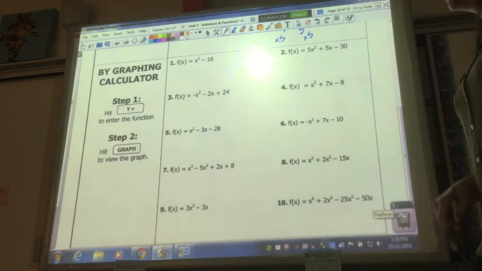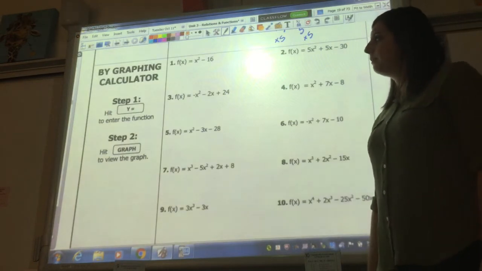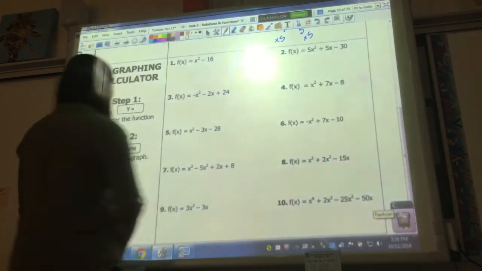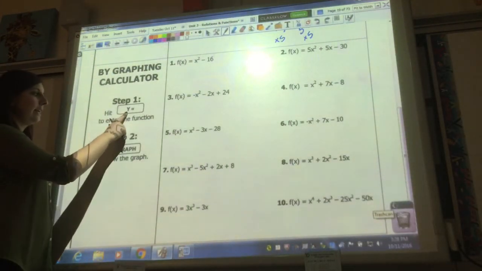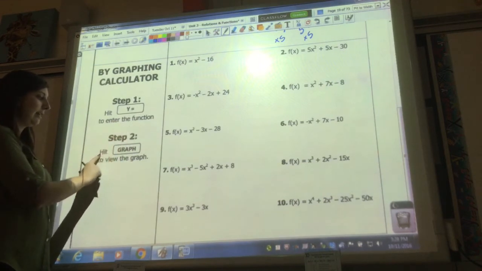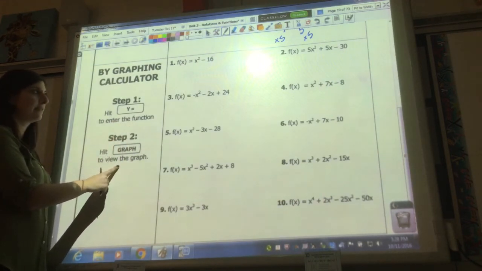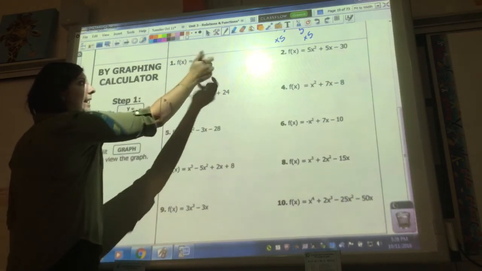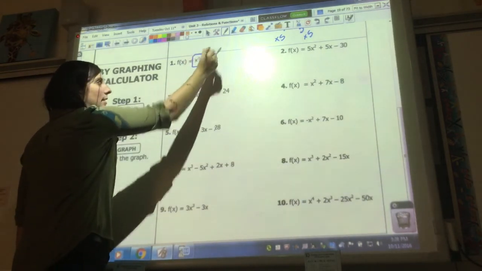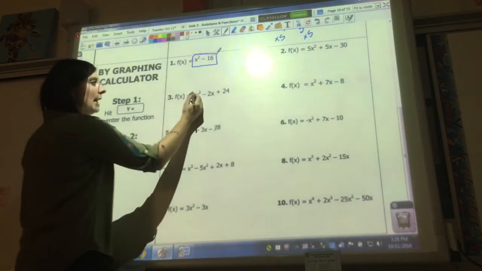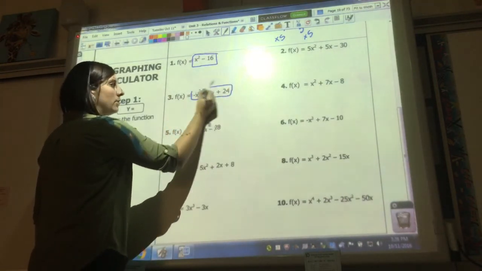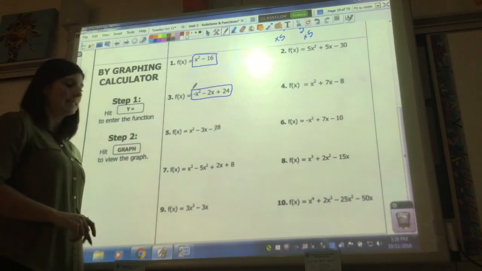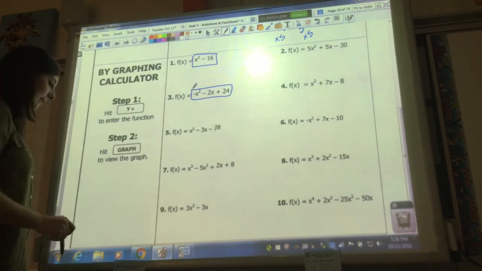Last but not least, we're going to try to solve by using the graphing calculator to help us. Notice the steps. Hit y equals to enter the function, and then hit graph to view the graph. So all you need to do in your graph is go to the y equals button and enter this into your calculator. Every time it's the equation that follows the equal sign. So let's go ahead and do x squared minus 16 together.